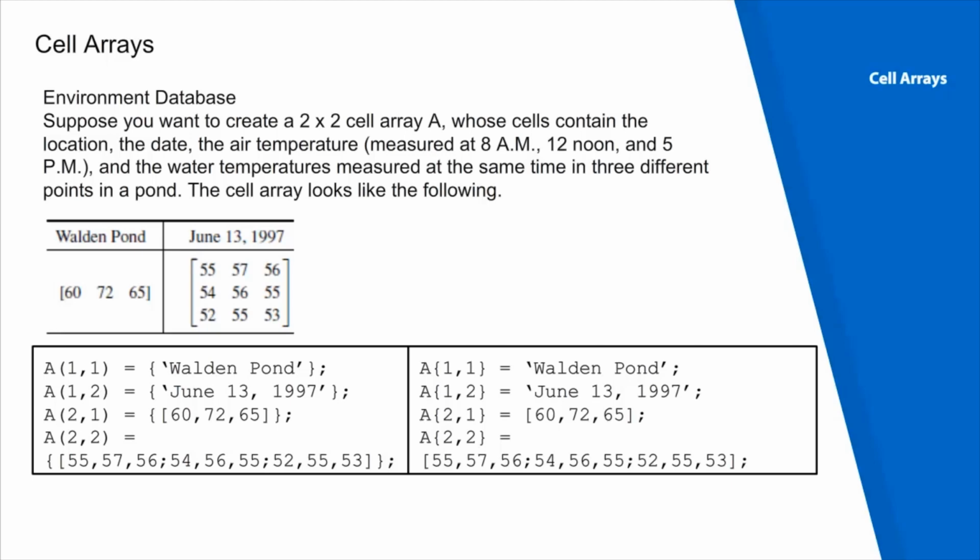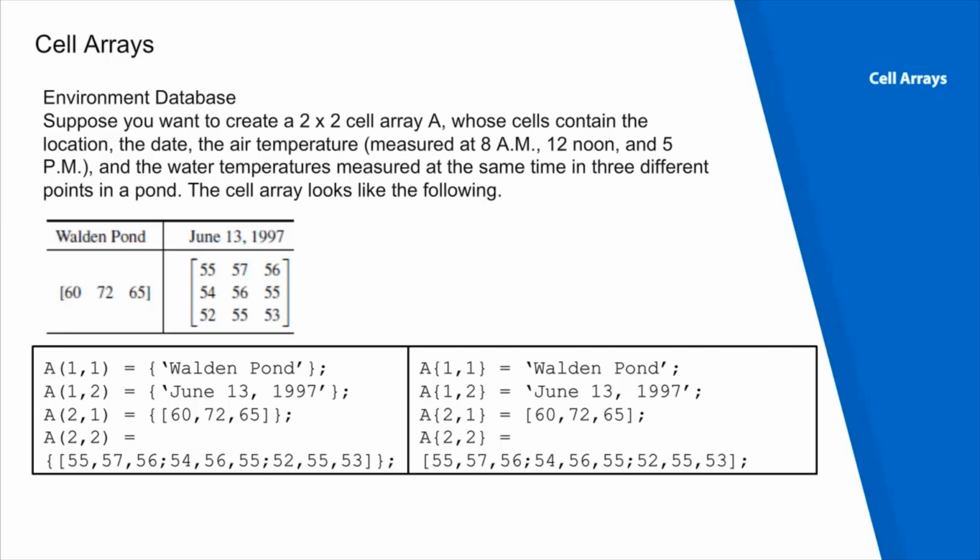To use cell indexing, we enclose in parentheses the cell subscripts, that is the index of the cell on the left side of the assignment statement, and use the standard array notation. And on the right side of the assignment operator, we enclose the cell contents in curly braces. This is demonstrated in the box on the bottom left.